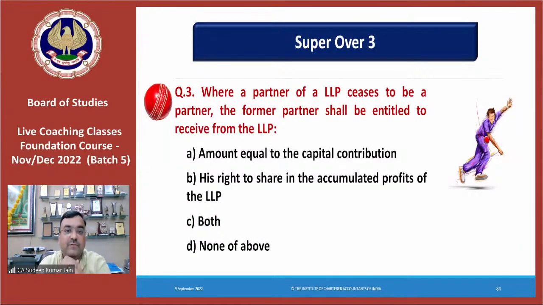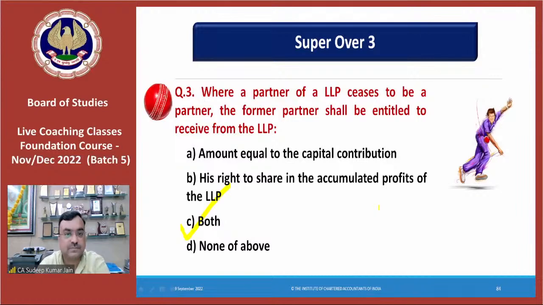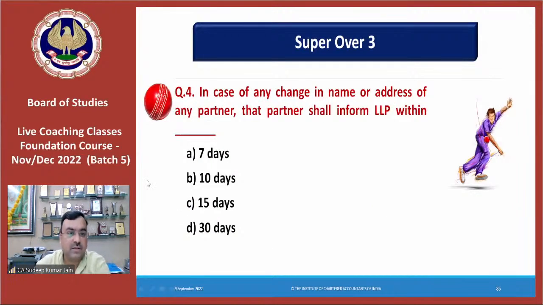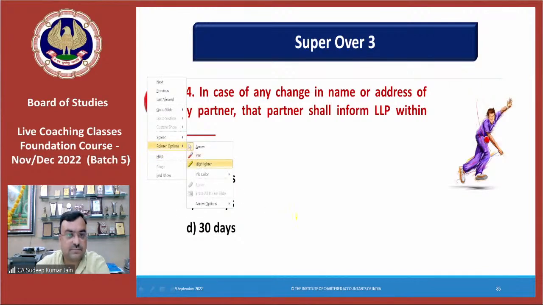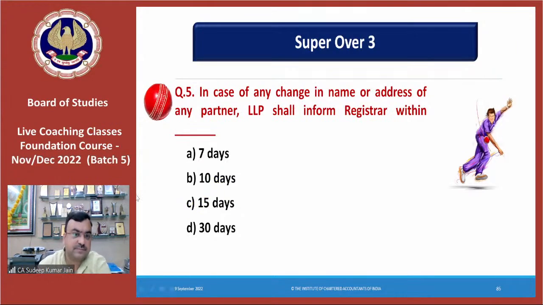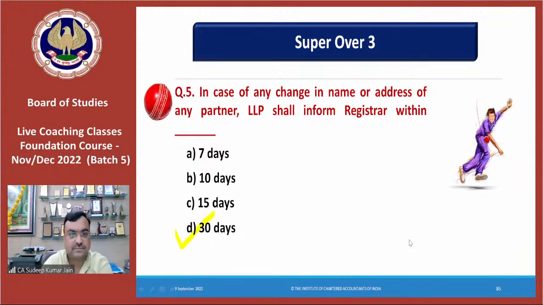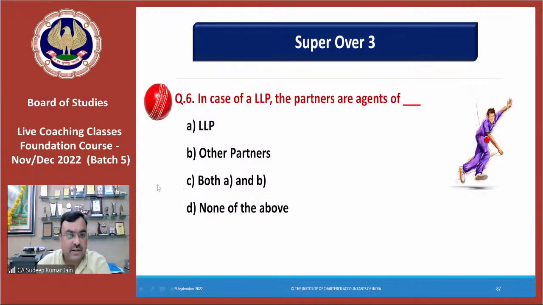Third, where a partner of LLP ceases to be a partner, the former partner shall be entitled to receive from LLP. Answer is C. Both. In case of any change, partner will inform in 15 days. Next, LLP will inform in 30 days. Partners are agent of only LLP, right?